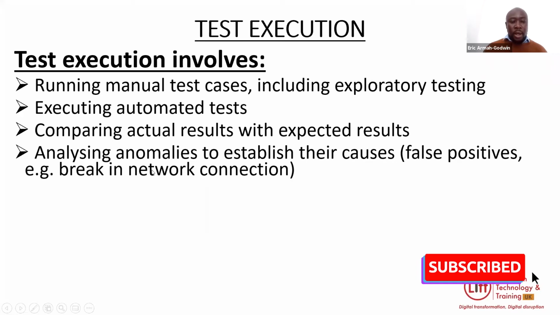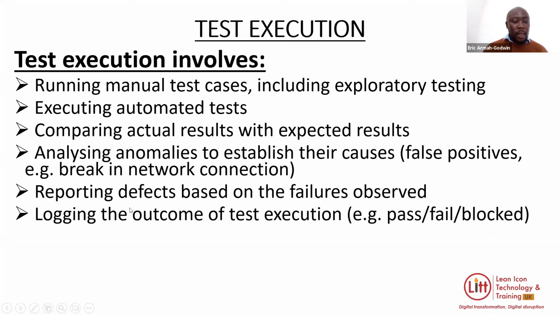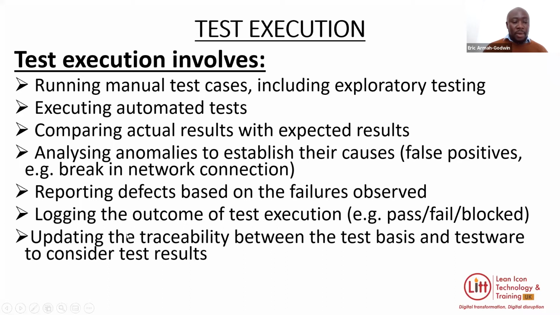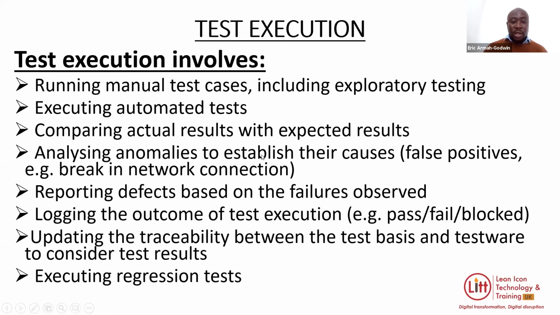I've got an example here: a break in network connection. This may not necessarily be a bug. It is an issue, but it does not directly have anything to do with the product itself. So we would normally analyze it in the test execution stage. We also report defects based on failures observed. We log the outcome of the test execution, that is pass, fail, block, etc., and then update traceability between the test basis and software to consider test results. And finally, we also execute regression tests in this stage. All this happens in the test execution stage.